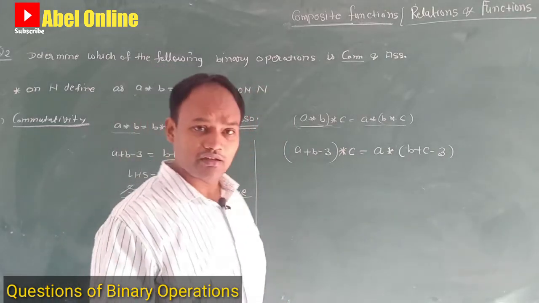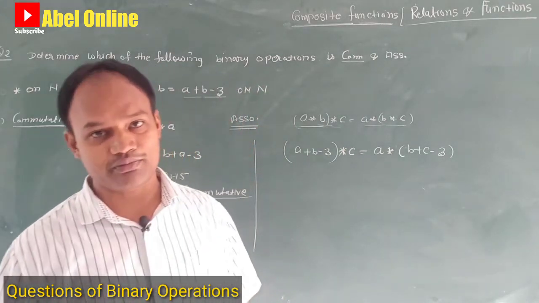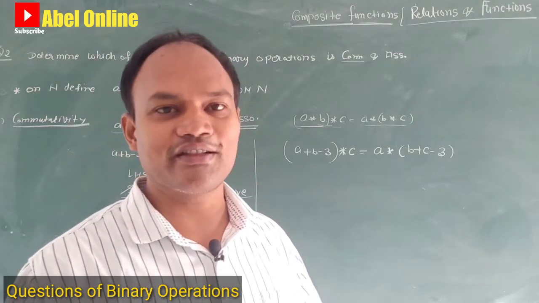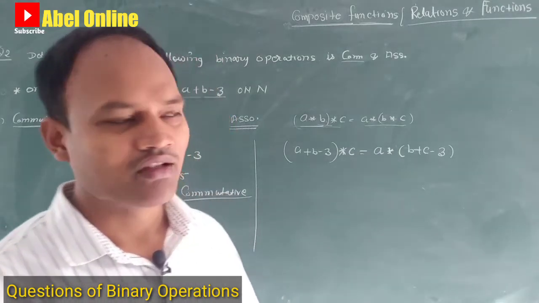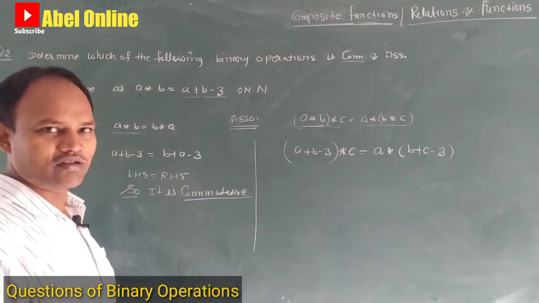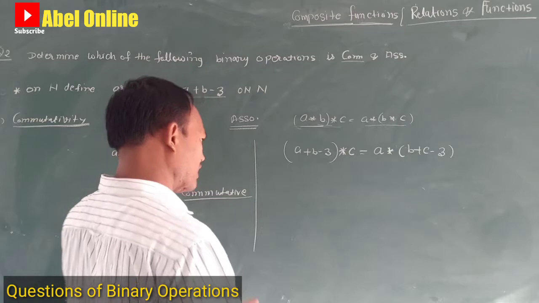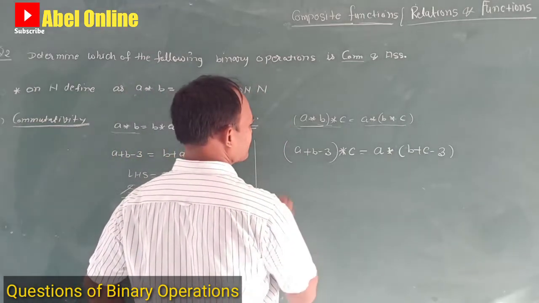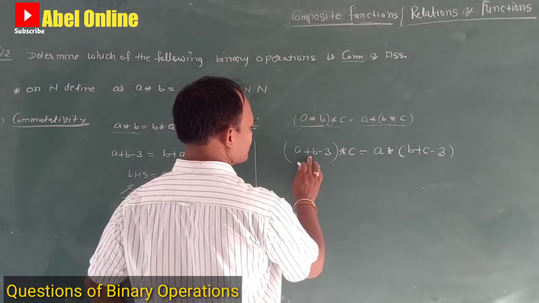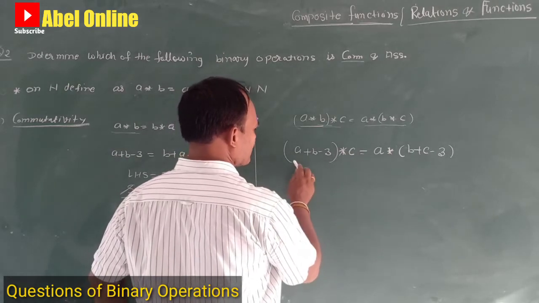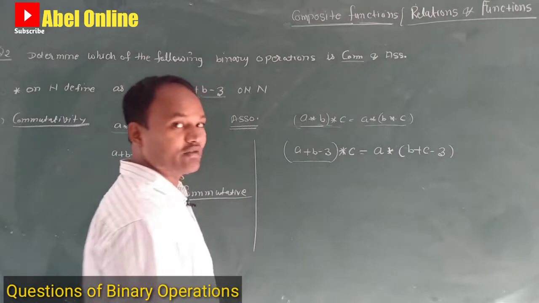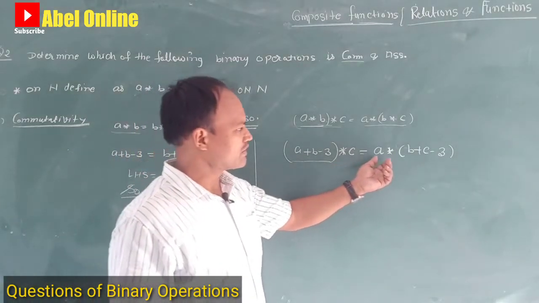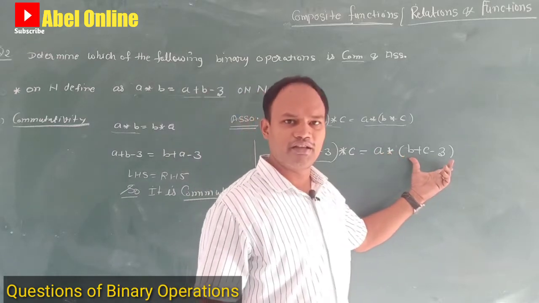Now be careful when we discuss this part, students, because some errors happen when students are solving this question. There is a problem in the understanding. Now when we are saying (A plus B minus 3) star C, this whole expression, A plus B minus 3, is the value of A, and C is the value of B.